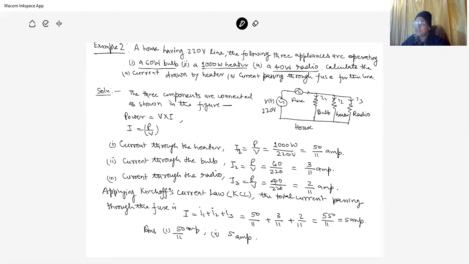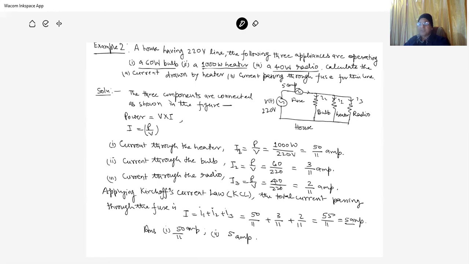Applying Kirchhoff's current law, the incoming current is equal to the outgoing current. So the outgoing currents are the sum of I1, I2, and I3: 50 by 11 plus 3 by 11 plus 2 by 11. So it is 55 by 11, that is 5 ampere. So in the fuse, which is just after the mains, 5 ampere current is flowing.